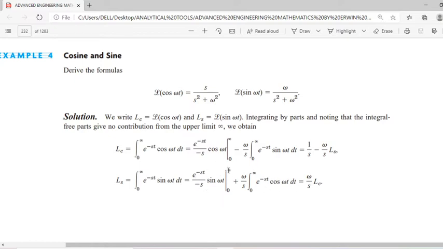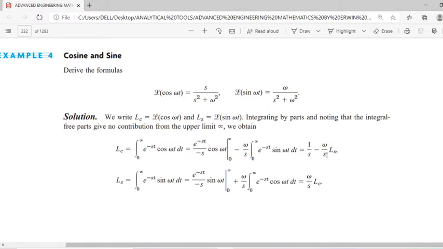Now let us put the values. If we substitute infinity, e raised to minus infinity is 0, so the first term is 0. Then substitute 0: e raised to 0 is 1, but sin 0 is 0, so the first term becomes 0. Now let us look at the second term, omega by s into the Laplace transformation of cos omega t, which is written as LC. So the result is omega by s into LC.